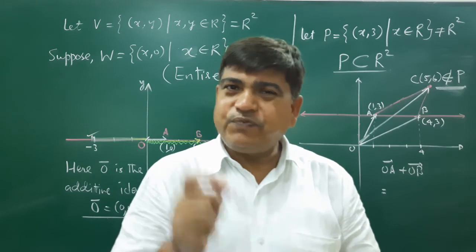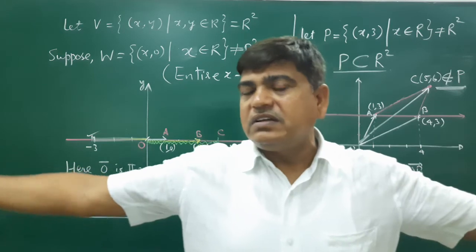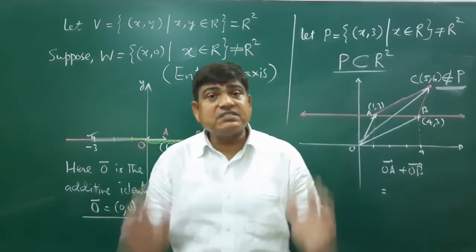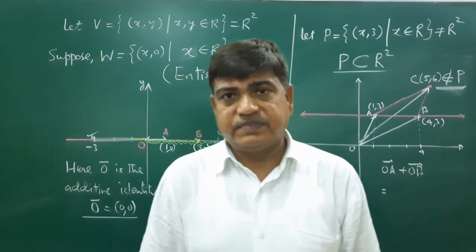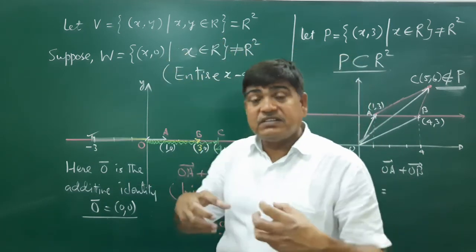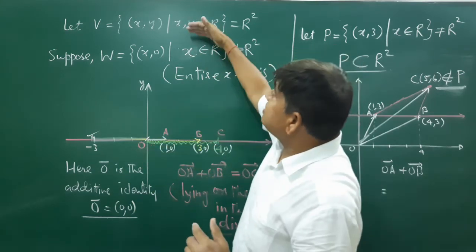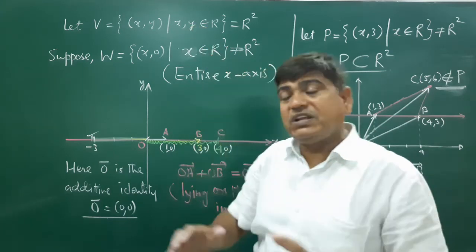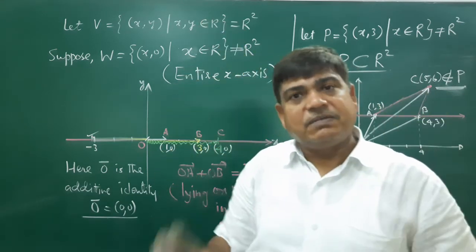So if we want to prove that a particular set given with the operations is a vector space, then it must satisfy all the 10 axioms under the given operations. If this is a subset and this itself is a vector space under the same operations, remember, under the same operations: component wise addition, regular component wise scalar multiplication.